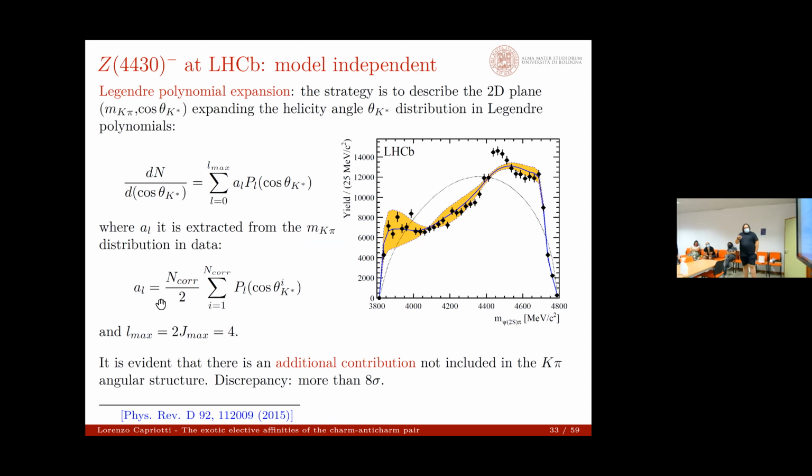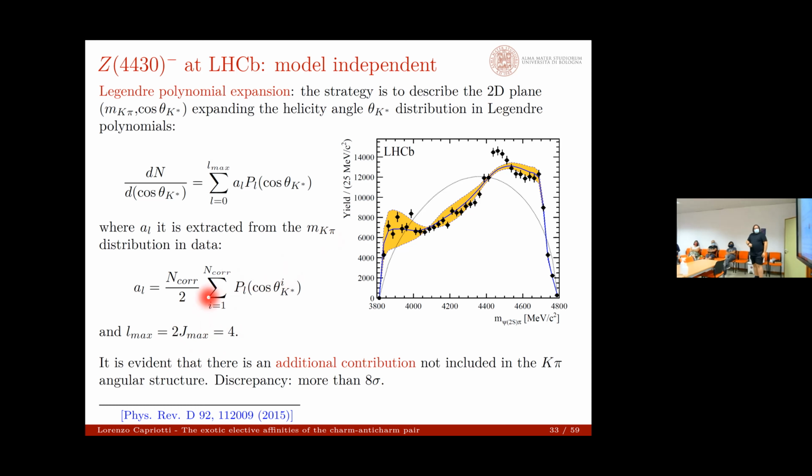So the Legendre polynomial expansion can tell you something about it now. Basically, you need to describe the 2D plane. In this case, it's the K-pi mass and the K-star helicity angle, and you expand the helicity angle in Legendre polynomials. That's the expansion. You can extract these A_L coefficients from data, and the L max that you see here is double the total angular momentum, which is 4 in this case. And the total angular momentum is the only assumption you have to make. So you basically say that in this decay, given the kinematics and the mass constraints, you expect that only resonances up to spin 2 exist.